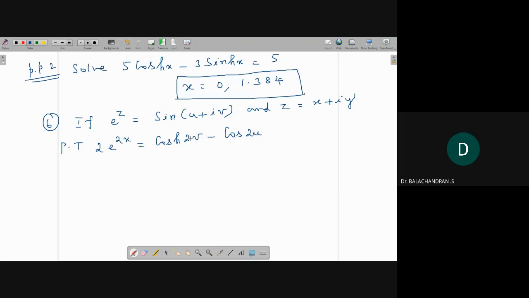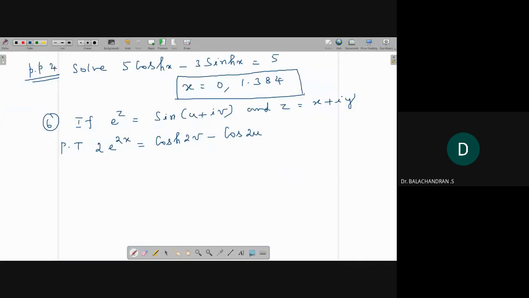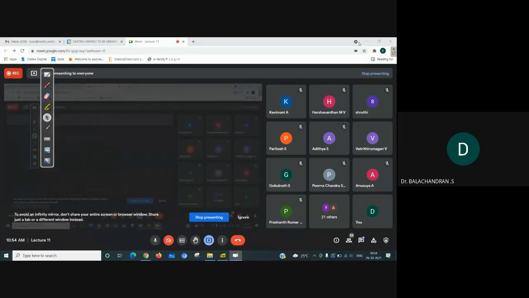Okay, please tell the idea now. How to solve this problem? If you tell your idea for the problem, then... Sir, we can substitute cos h2v, cos 2u values. Please tell once again.